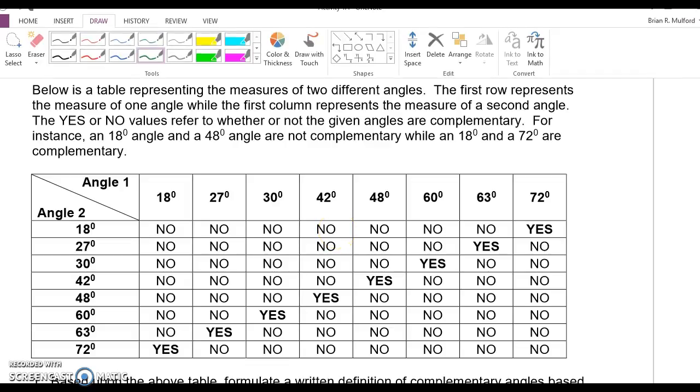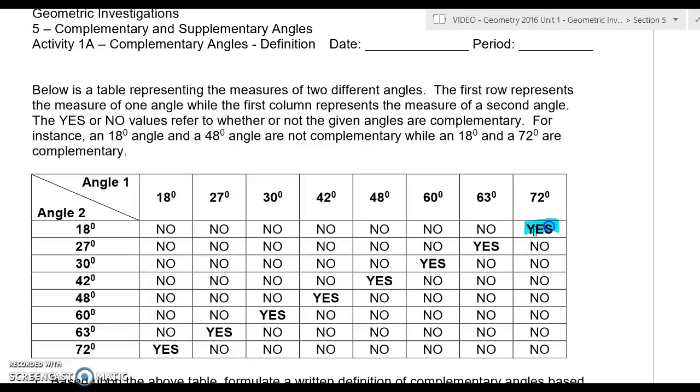So what I'm going to do first is highlight all of these yeses. We're going to see if we can get to a definition of what complementary angles are, if there's a relationship between them. It looks to me like if we take 18 and 72, we get 90. 27 and 63, we get 90. 30 and 60 together, we get 90. Any of these relationships that have this yes would add up to 90 degrees.